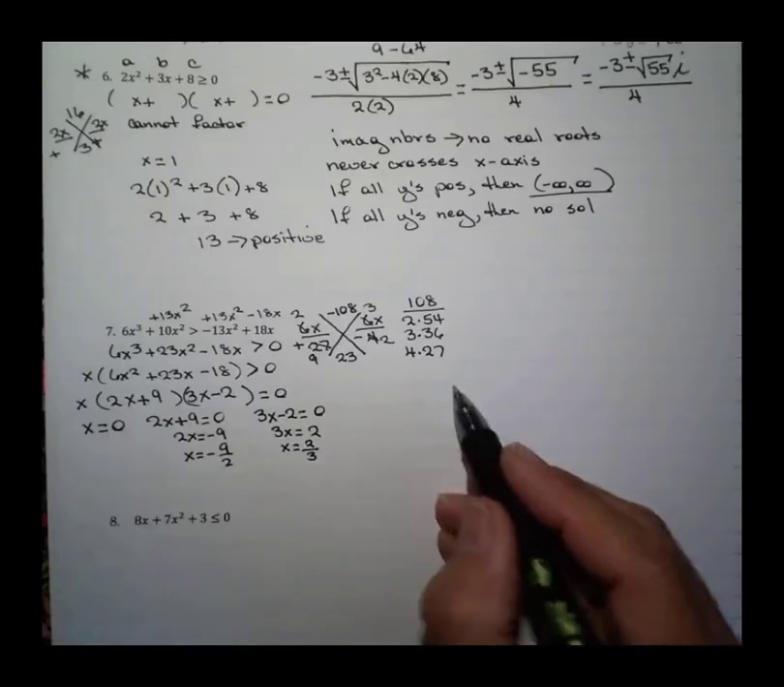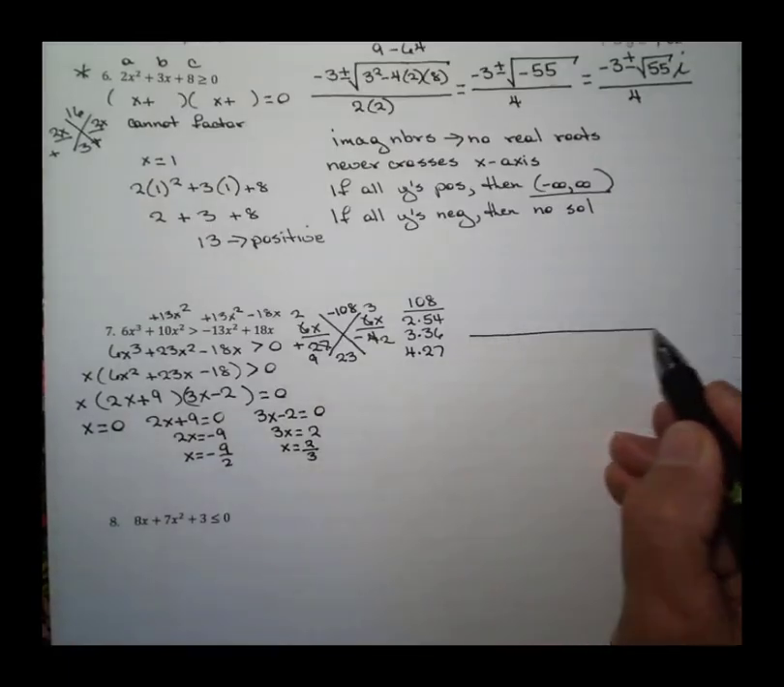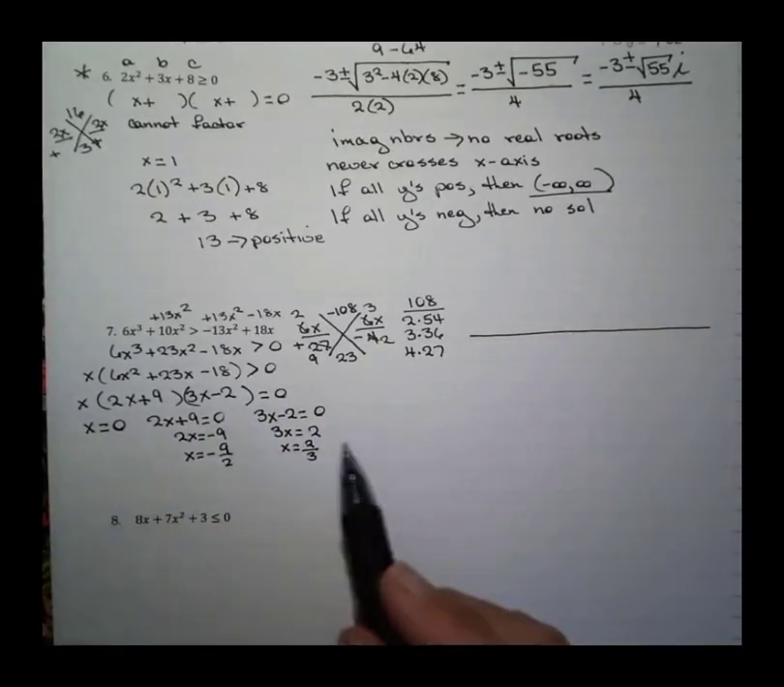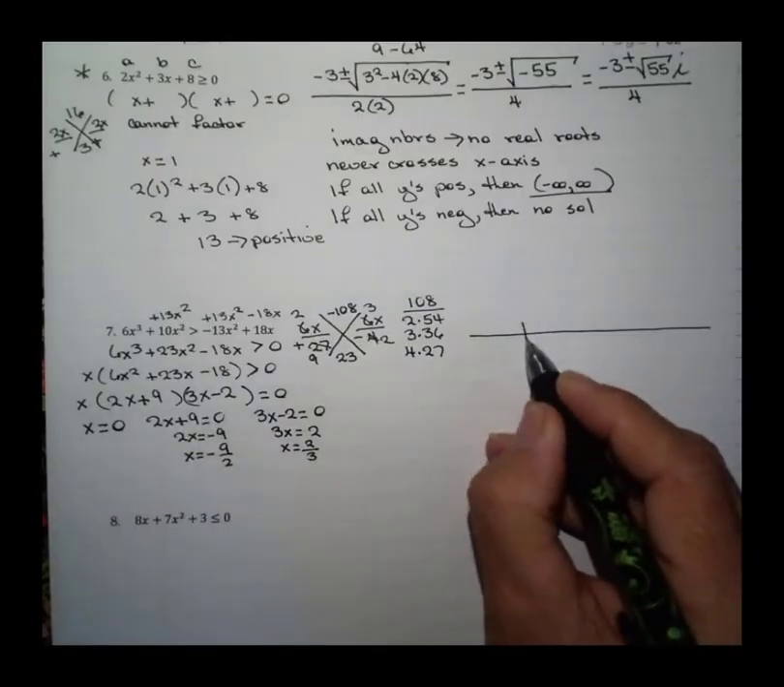So if I look at that with a number line, I need these points in there. I need negative 9 halves.